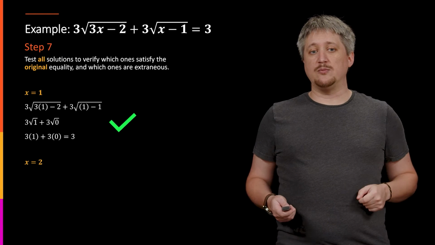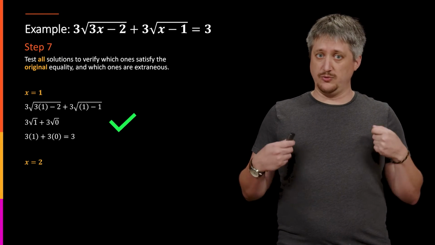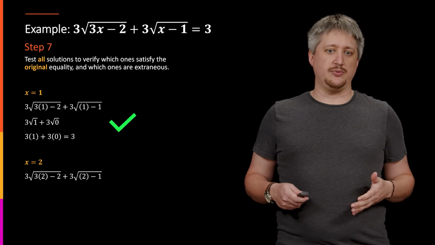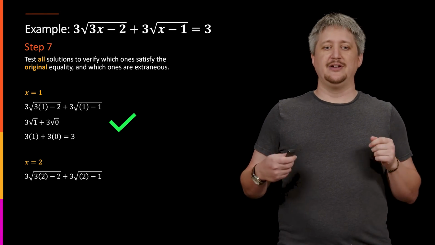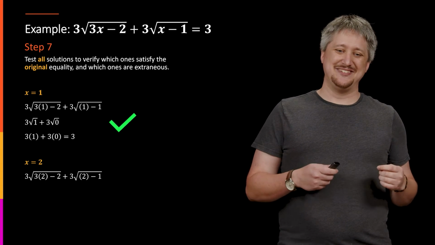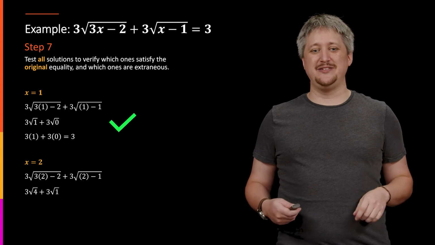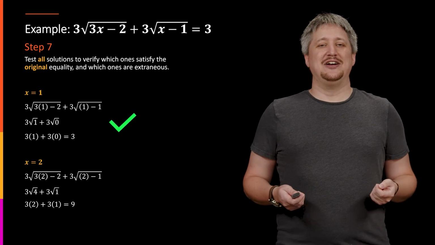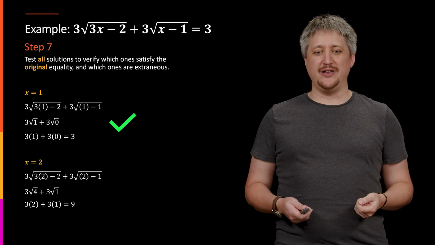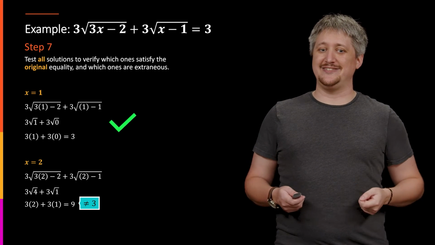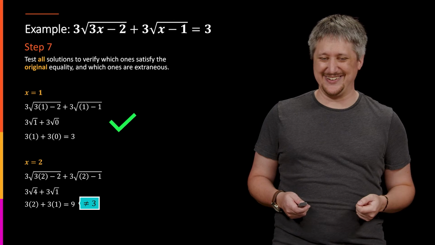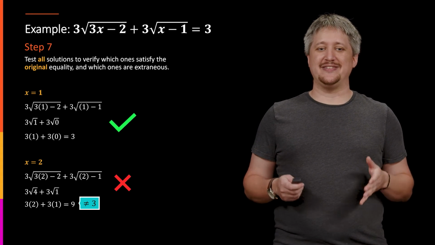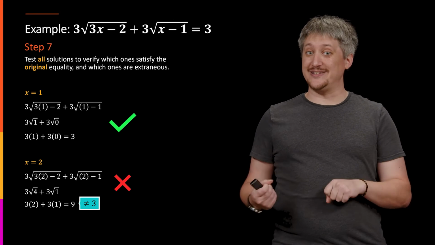Now, the other one we got was 2, right? So same idea. We're going to plug in 2, see what happens. So I can plug in 2, 3 times square root of 3 times 2 minus 2 plus 3 times square root of 2 minus 1. Simplify that down. That's 3 times square root of 4 plus 3 times square root of 1, which is 3 times 2 plus 3 times 1, which is 9. 9 is definitely not 3, right? So here, this is not a solution, which means that x equals 2 is actually an extraneous solution.